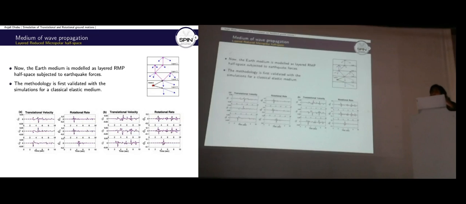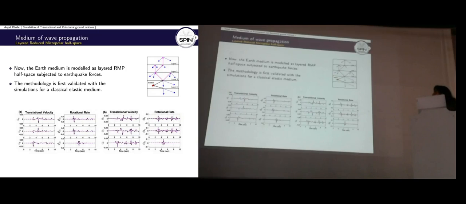Once I did that, it was very important to first validate the method, whether the analytical formulation that has been done is correct or not. So I validated it with classical elastic medium. In reduced micropolar theory, for a certain combination of extra material parameters, the theory comes down to the classical elastic medium. So for both those conditions, I validated the methodology first, and we saw that the response for the reduced micropolar half space matches exactly with that of classical elastic medium. So we were sure that whatever analytical formulation was done was correct.